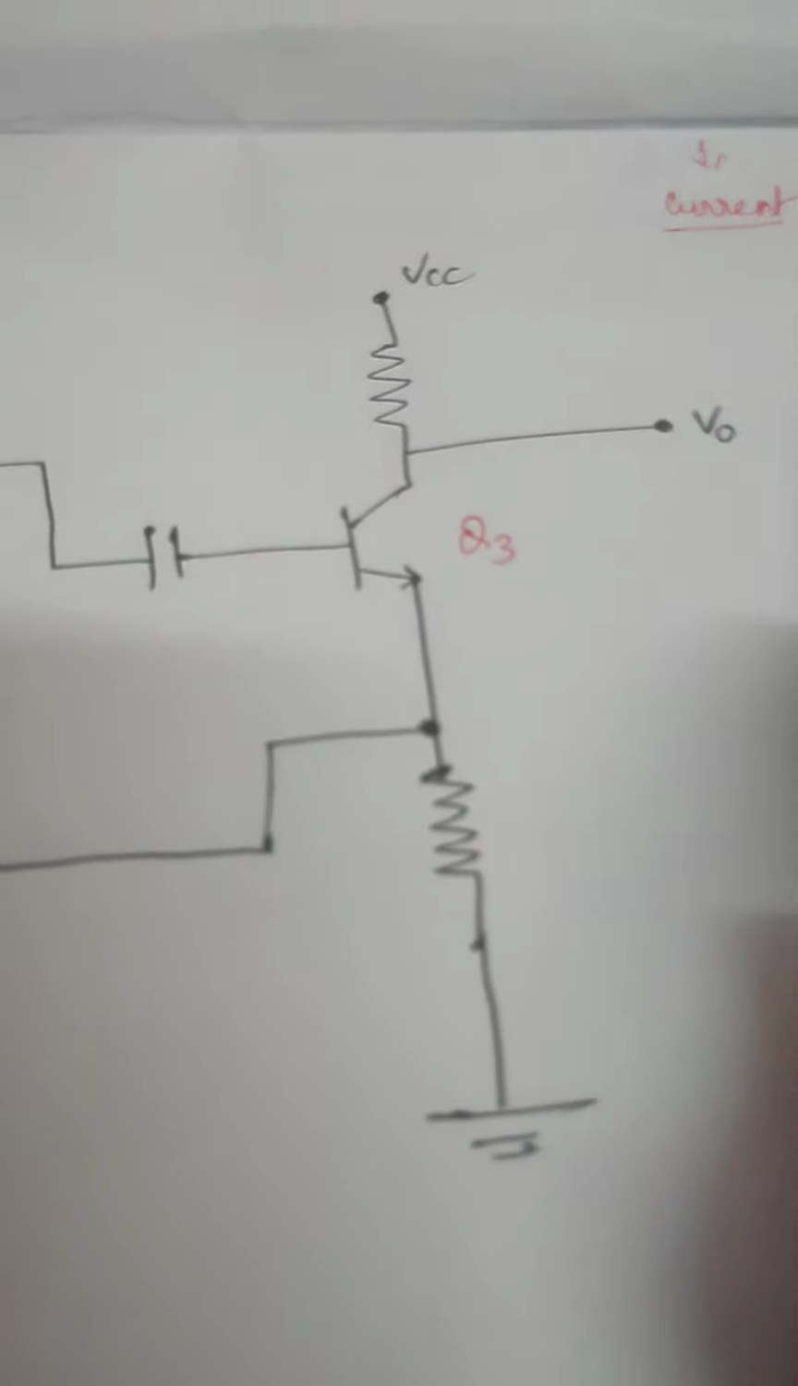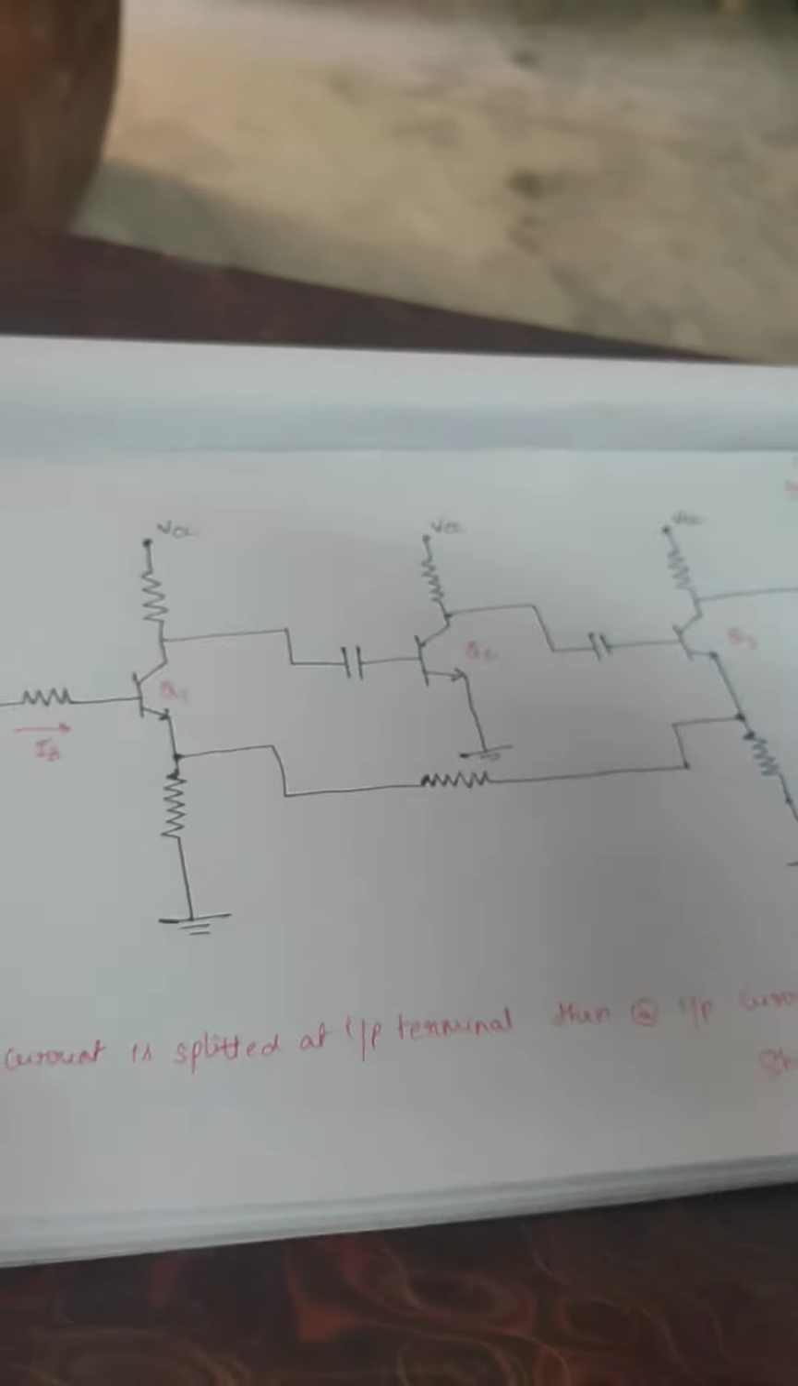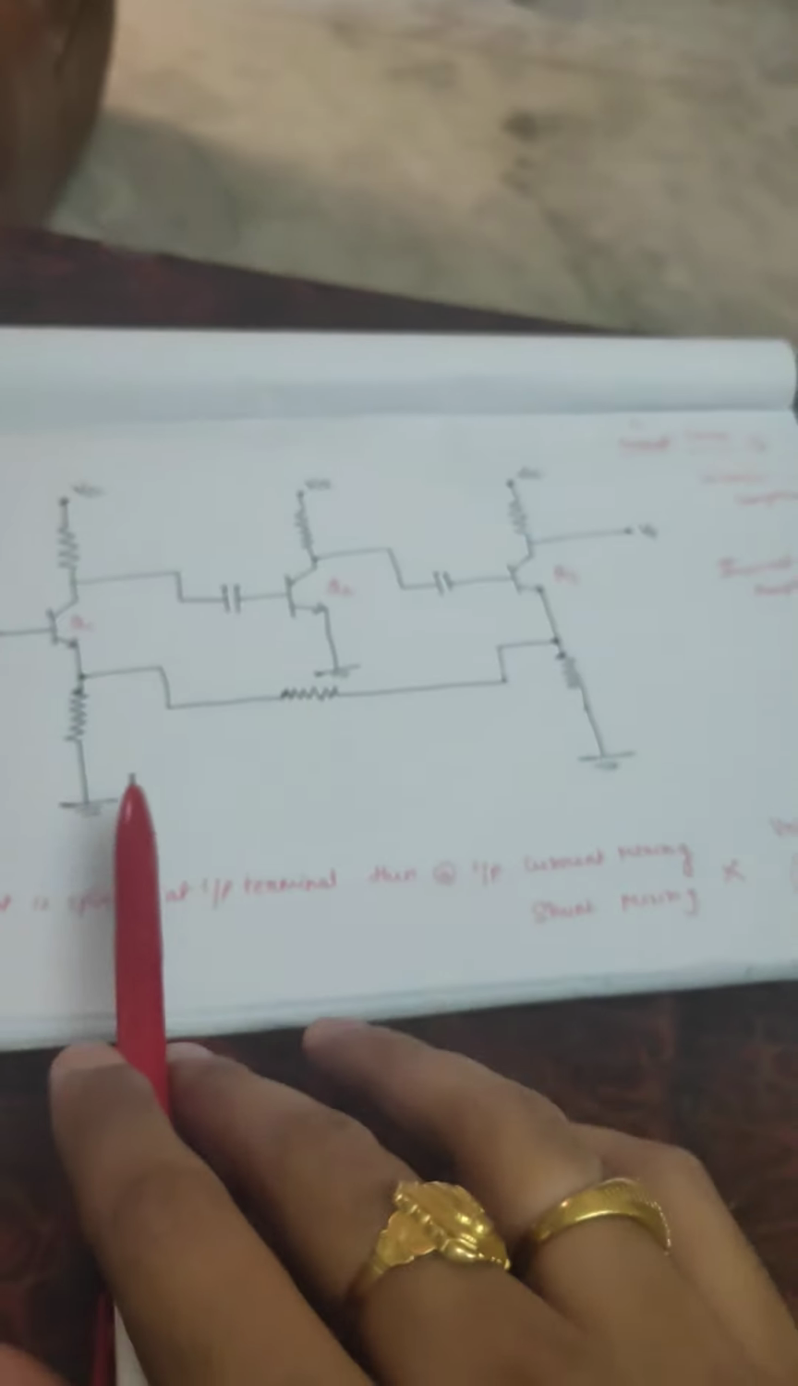Before concluding that it belongs to the current series feedback amplifier, I have to prove that a negative feedback exists in this amplifier section.